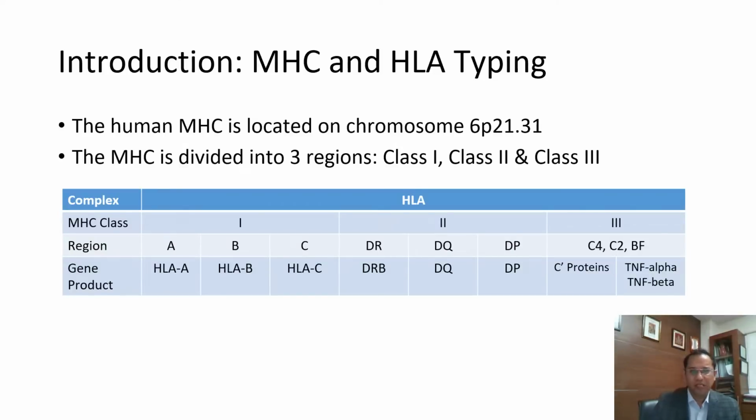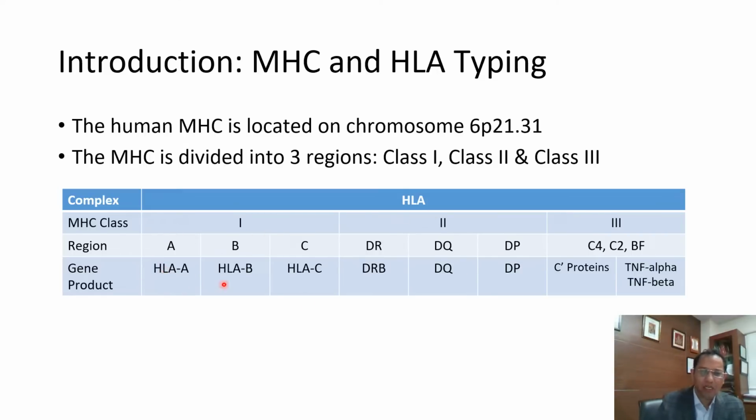So coming to the basics, MHC and HLA typing, we all know MHC and HLA are used interchangeably. MHC is major histocompatibility complex and HLA stands for human leukocyte antigen. MHC or HLA is located on the 6th chromosome, small arm, 6p21.3. It is divided into three regions, class 1, class 2 and class 3. Class 1 and class 2 are more important to us, especially in transplant immunology, because they are very polymorphic and can therefore make antibodies against these antigens.